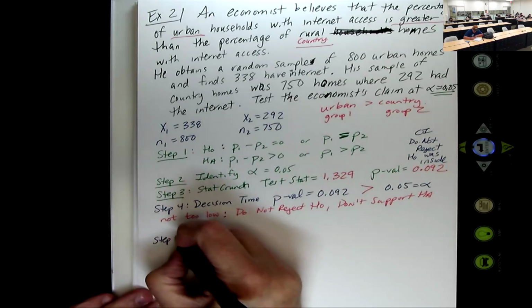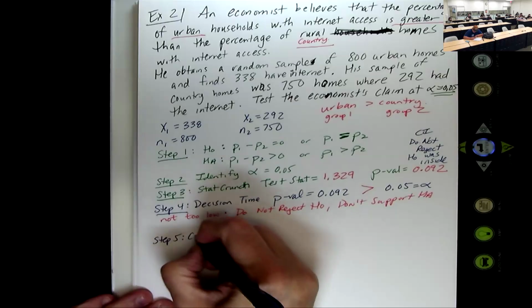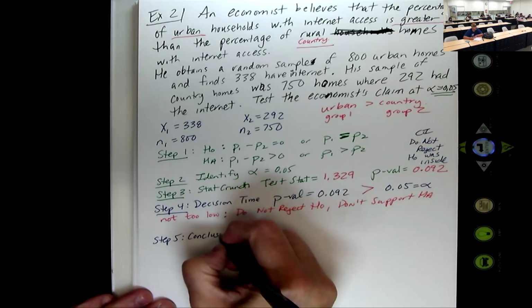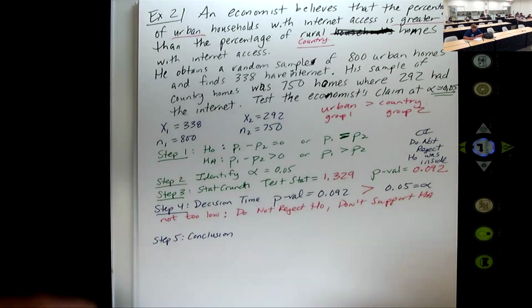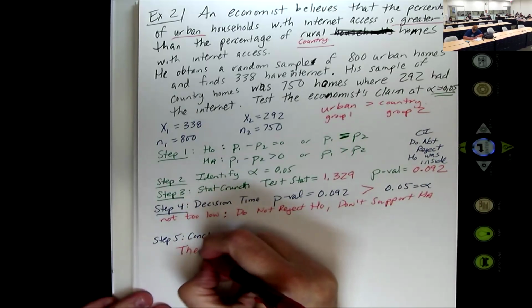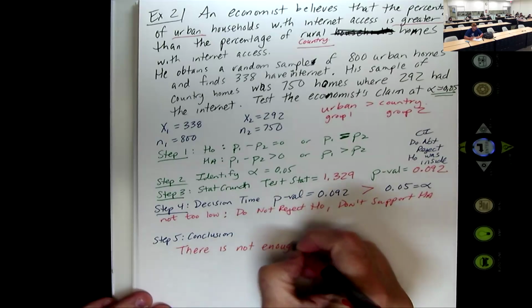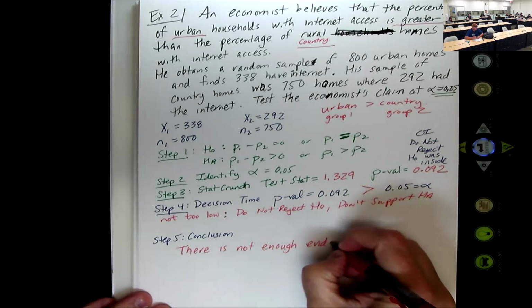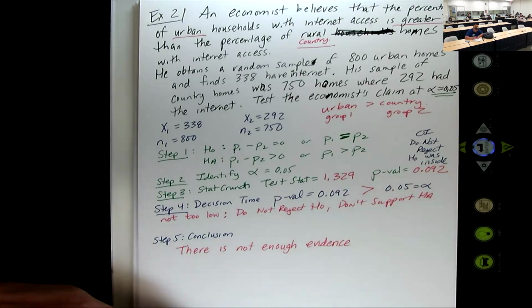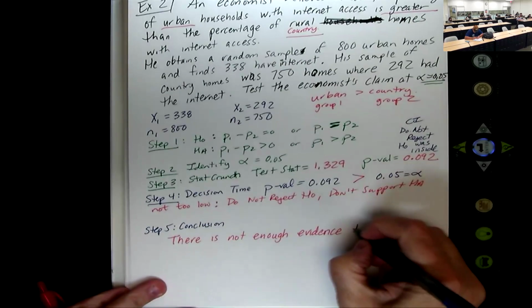And step 5 is where we will have our conclusion. And we'll say that this is where our last knot goes. There is not enough evidence to support the claim.